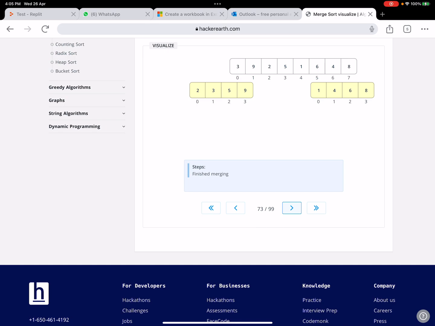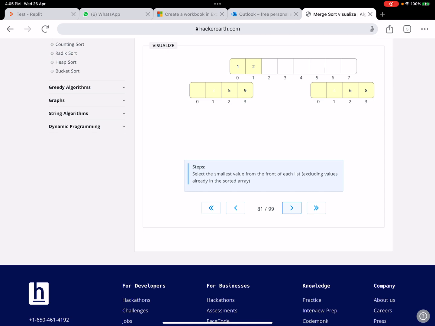So now we have two sorted array of size 4. So we have again to merge them to get this full sorted array of size 8. So again we will have pointers, one pointer to the 2 and one pointer to the 1. Which one is the smallest? For sure the 1 is smallest. Then we move the pointer to 4. Which one is smallest? The 2 is smaller than 4.